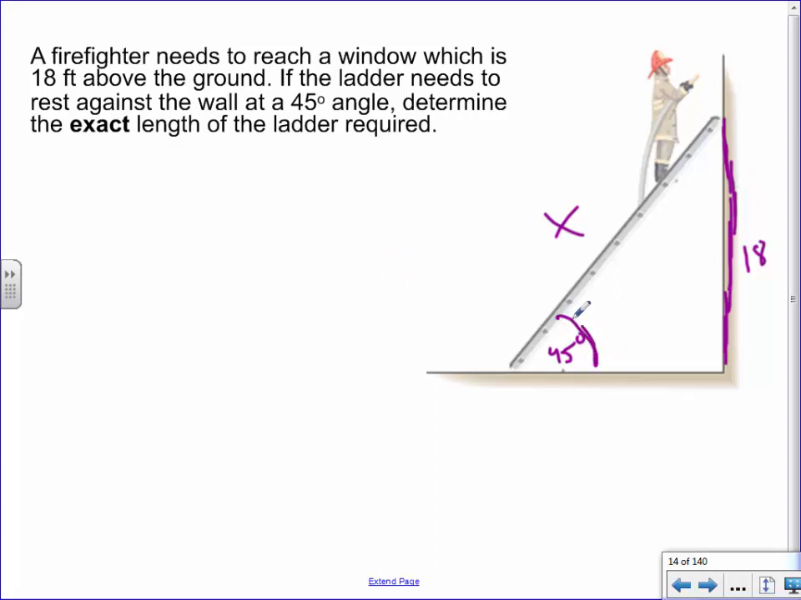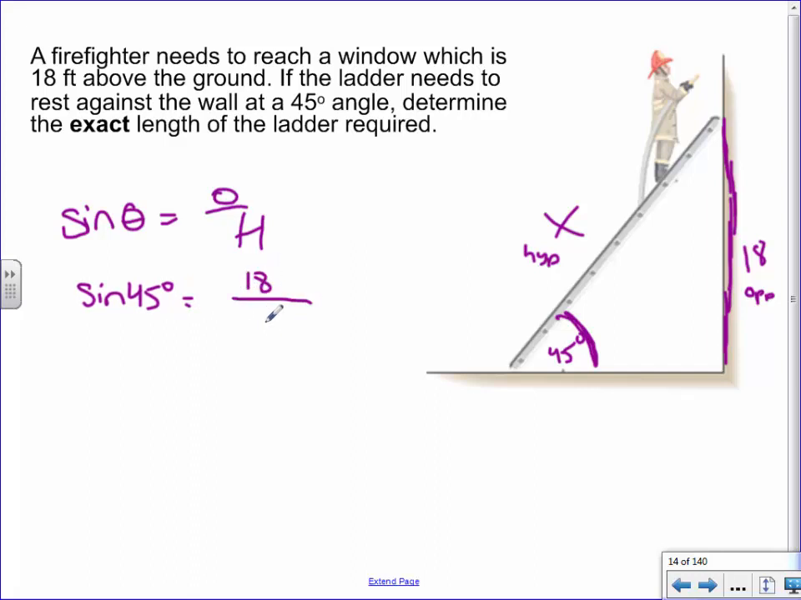Okay, this angle is 45. How does 18 compare to this 45 right here? Okay. So I think we're going to use sine. Because sine of our angle is the opposite over the hypotenuse. And this is the opposite. And this is the hypotenuse. Okay, so I'm going to write out sine of 45 degrees is equal to my opposite, which is 18, over my hypotenuse, which is x.